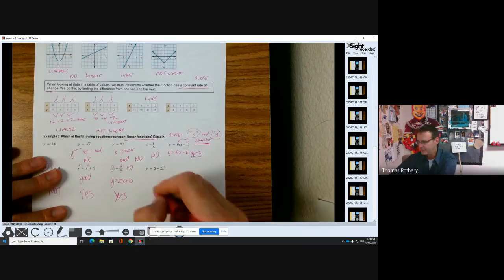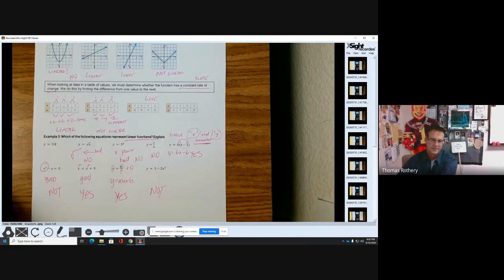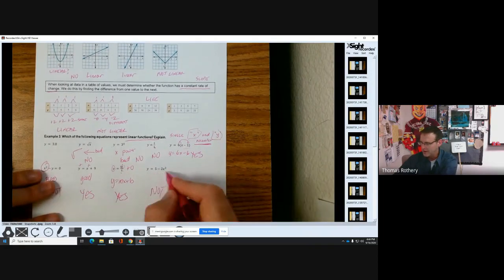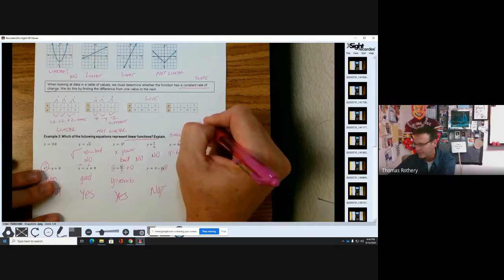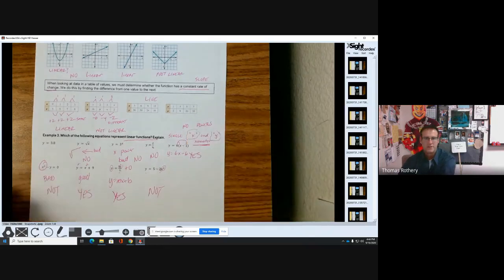Okay, this one is not. Why would you guess? The answer is because you do have a y, you have an x, but you do not like this squared. No powers. No powers can be anywhere in your problem.